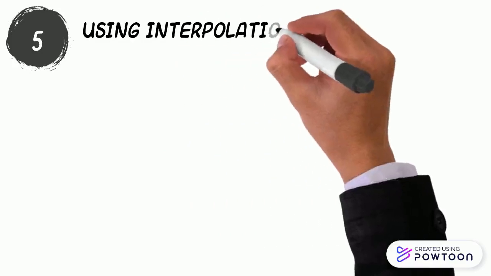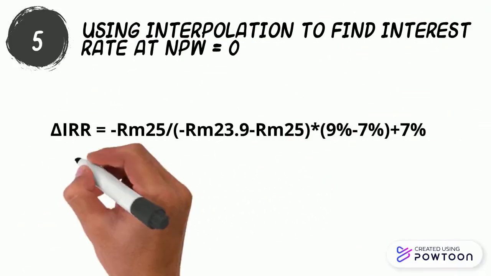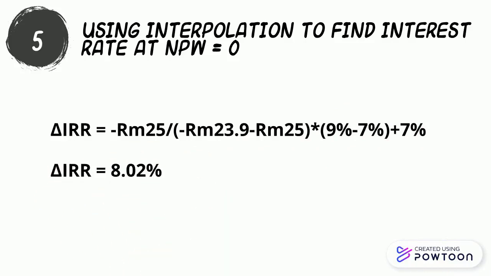The next step is to perform interpolation to find the interest rate when net present worth is equal to 0. By using the interpolation method for values of 7% and 9% of interest rate and 25 ringgit and negative 23 ringgit and 90 cents, we obtain the incremental rate of return of 8.02%.